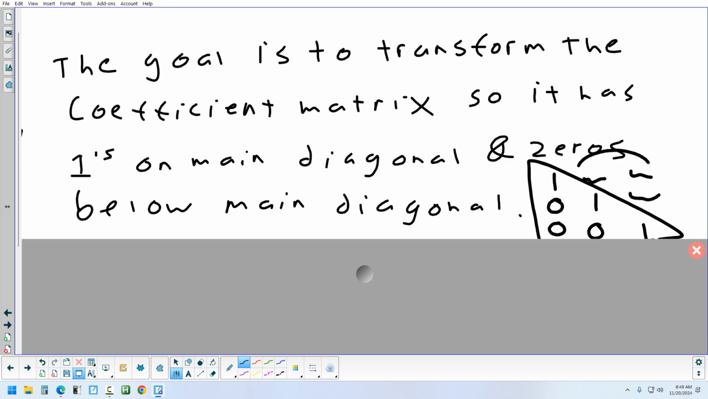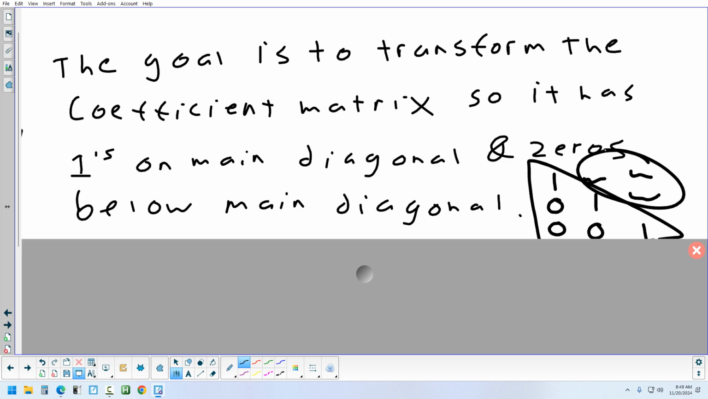What we have above it doesn't matter. It could be positives, negatives, decimals. We don't even pay attention to the numbers that are in the upper right part. It's the numbers that are on the diagonal and the lower left part. So we try to get ones on that diagonal, and we're going to try to get zeros underneath it. That's the goal.